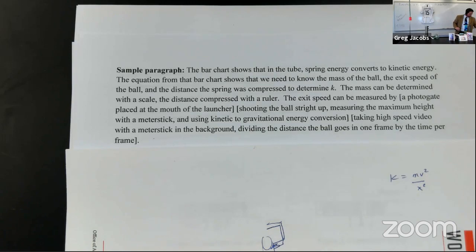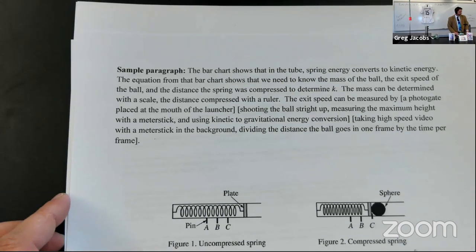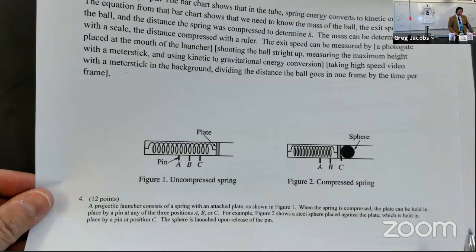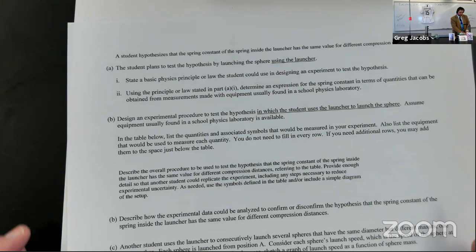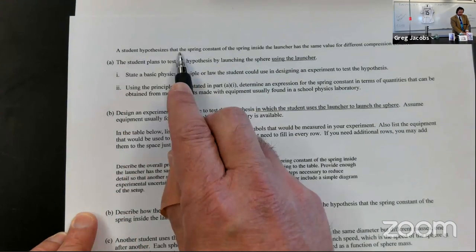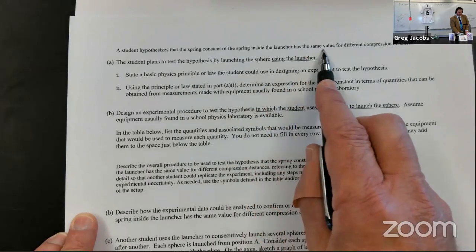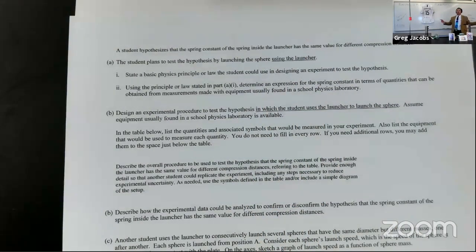All right, on to now the original problem. The original problem asked us, here's the setup, like we learned, same thing we did before, but now the original problem is asking us to check this hypothesis that the spring constant of the spring inside the launcher has the same value for different compression distances. That's another great question in our goal-less problem. Is the spring constant the same when I increase the compression distance? Well, it should be. That's what our textbook has said. That's what everything on our fact sheet says, is the spring constant is a property of a spring. But could we test that experimentally? Sure we can. How would we do that?